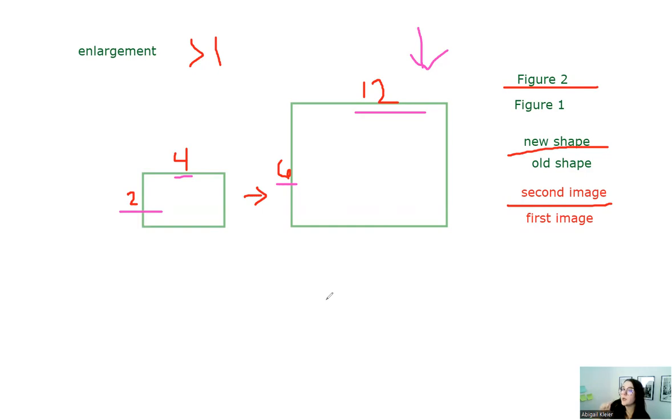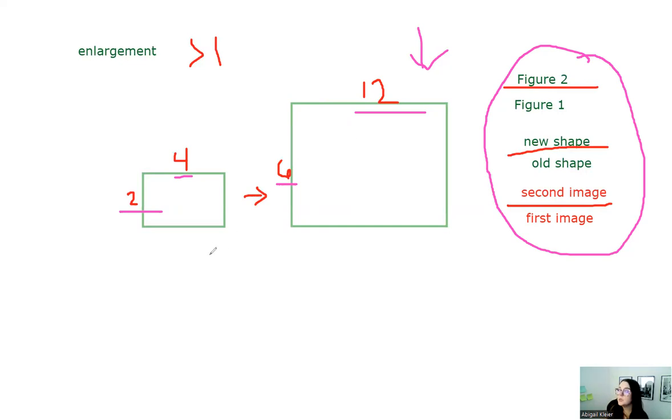However, we want to be very careful. Often people make a mistake and they just divide whatever they see. We have to make sure we're following the formula. We need to make sure we are always dividing the second image by the first image. So we can use corresponding sides. There's two sets of fractions that we could set up here. The first one will be 6 divided by 2, comparing the two heights, or we could compare the two widths, 12 divided by 4. Either way, when simplified, 6 divided by 2 or 12 divided by 4, these both simplify down to 3. So these two rectangles have a scale factor of times 3. That's an example of enlargement.